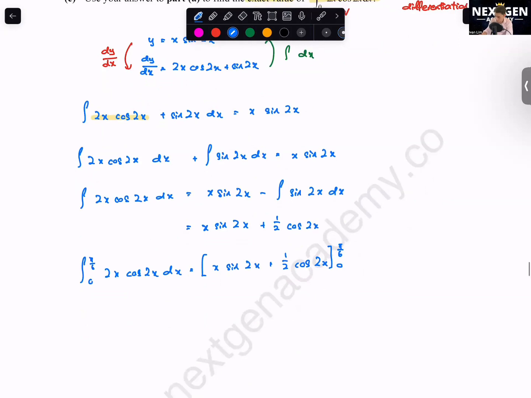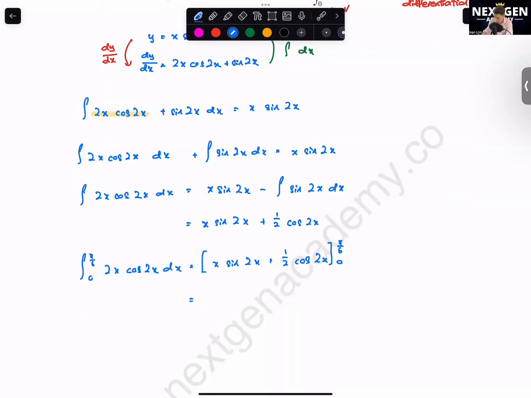Okay, so with a definite integral, you substitute the pi over 6 and the 0 inside. So pi over 6 sine pi over 3 plus 1 over 2 cos pi over 3, minus 0 sine 0 plus 1 over 2 cos 0.